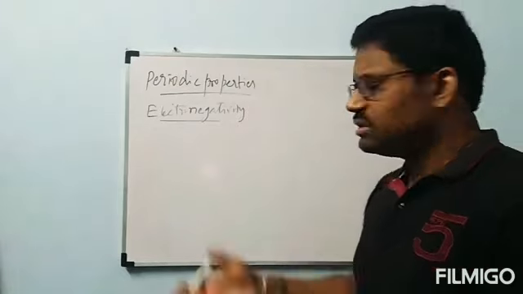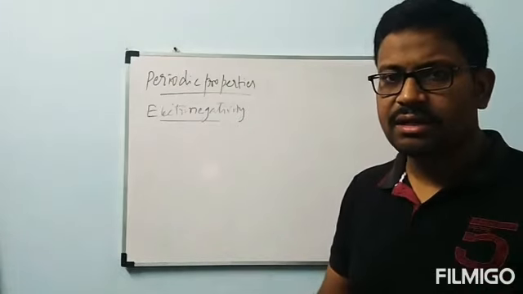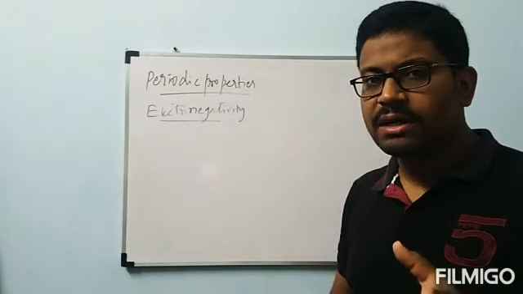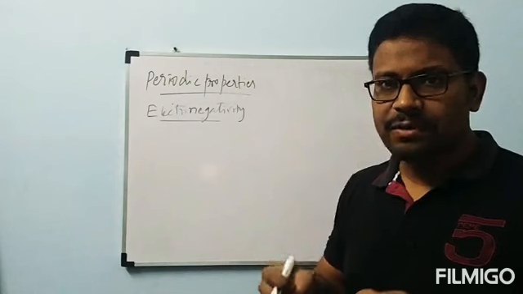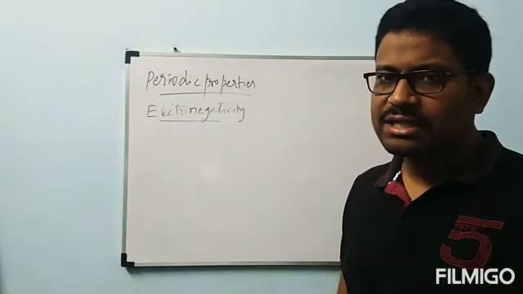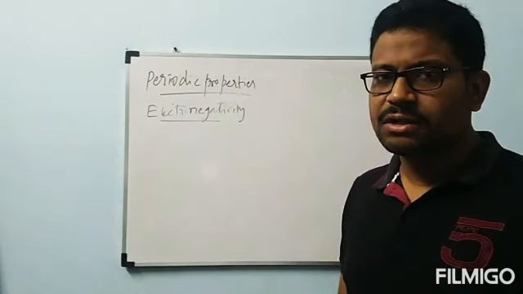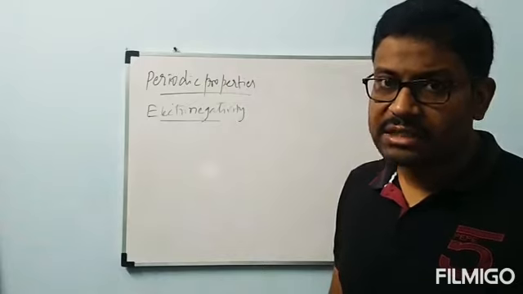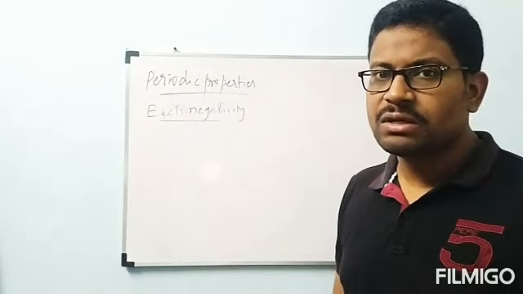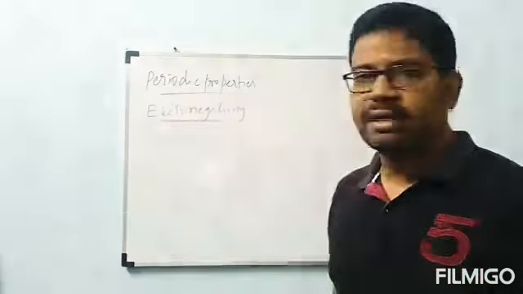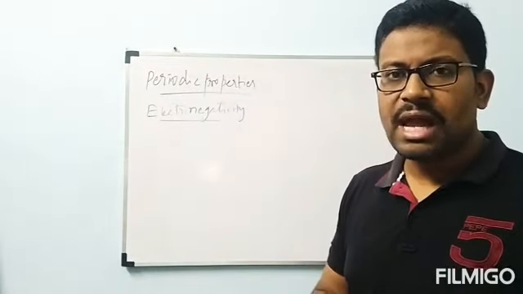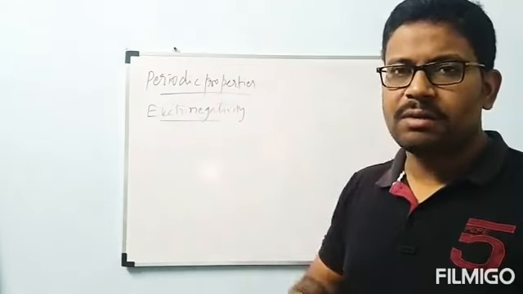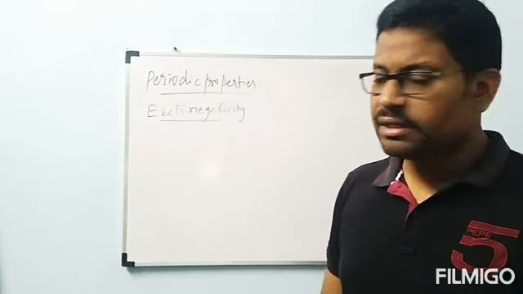This is almost like electron affinity only, but electron affinity is a particular property of an individual atom, whereas this is a capability only. It has no units. Ionization energy has units, kilocalories per mole, kilojoules per mole. Electron affinity has units, kilocalories per mole, kilojoules per mole. But electronegativity has no units because it is the capability to attract the electron pair present in the bond pair. That is called electronegativity.